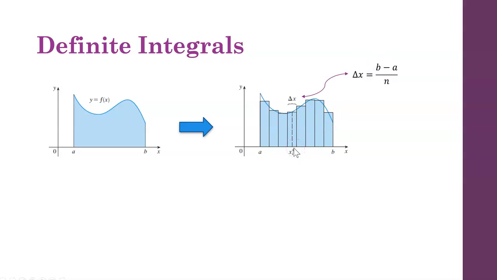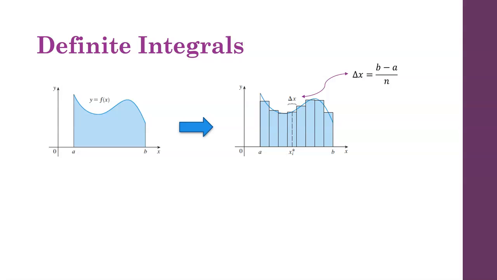Now we saw that the more rectangles we have, the smaller these rectangles are. So the more rectangles we have, the smaller delta x gets because the denominator gets larger, and they will fit better around this graph, and they will approximate the area much better. And again, the more they are, the better our approximation.